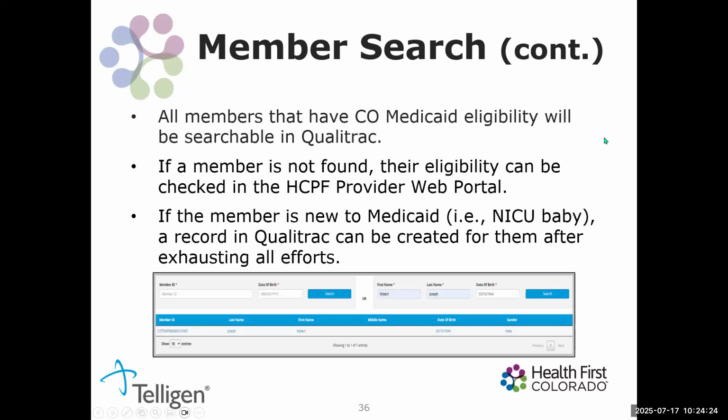So all members that have Colorado Medicaid eligibility will be searchable in Qualitrac. We get that via a file. If a member is not found, and I know you guys don't use this aspect, but there's a way that we'll be creating a job aid for you to add members. It is not preferred. We do want you to exhaust every other effort before you enter a new member, but most of them should be in there for you.